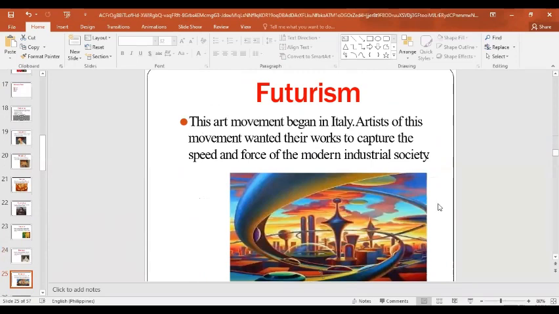Next, we also have futurism. When we talk about futurism, this art movement began in Italy. Artists of this movement wanted their works to capture the speed and force of the modern industrial society. So their paintings and sculptures highlighted the technologies of modern life. Kumbaga pinapakita naman dito yung strength na meron yung society natin. And also, ini-embrace niya yung future age of technology.